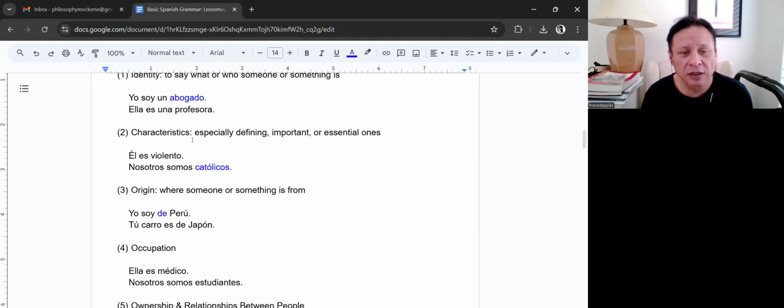So él es violento. Nosotros somos católicos. Católicos. I put it in blue, but I feel like you guys could figure this out. Catholics. We are Catholics. And if you're in a Spanish speaking country, most likely you're going to hear, if you talk about these things, that mostly they're Catholics, right? Nosotros somos católicos. And as you'll notice, Spanish adjectives don't tend to be capitalized. Like if this was Catholics in English, this would be capitalized.